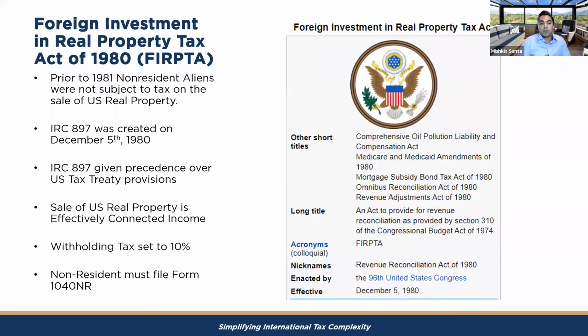But in 1980, at the end of the year, they passed FIRPTA, and the original withholding tax was set at 10%. They also deemed the sale of US real property to be what we call effectively connected income, as opposed to non-effectively connected income. We'll talk a little bit more about why that's important later.